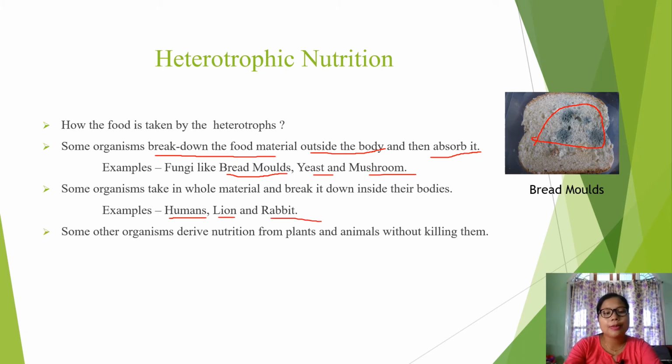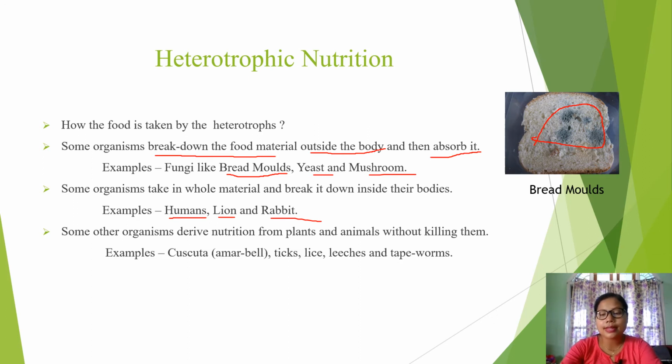Next, some organisms derive nutrition from plants and animals without killing them. It means in heterotrophs we have some organisms which derive nutrition from plants and animals by not killing them. For example, certain organisms may take nutrients from plants, but they will not take the nutrients by killing the plants. They take it without killing them.